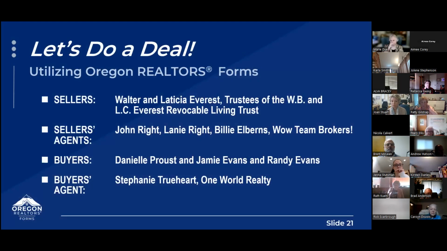So let's do a deal. We've got Walter and Letitia Everest, trustees of the WB and LC Everest Revocable Living Trust. That's a mouthful. And their agents are John Wright, Laney Wright, Billy L. Burns, with the WOW Team Brokers. Notice there's 3 brokers. Buyers are 3 buyers, Daniel Probst, Jamie Evans, and Randy Evans. And then Stephanie Trueheart from One World Realty represents them. The reason why we have this, you'll get to see in a minute.